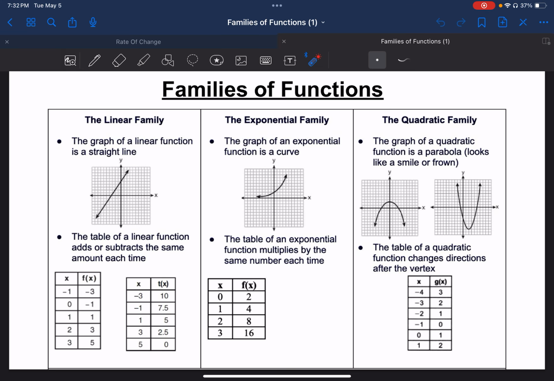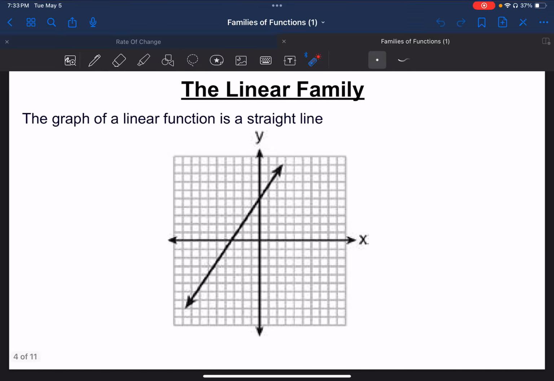Okay, so today we're going to learn about, or review, families of functions. What that means is there are different types of functions, and we try to find ways to identify each type based on a graph, based on a table, or based on a scenario. So here are the three functions that we have reviewed this year. We're going to go over each one of them separately, starting with the linear.